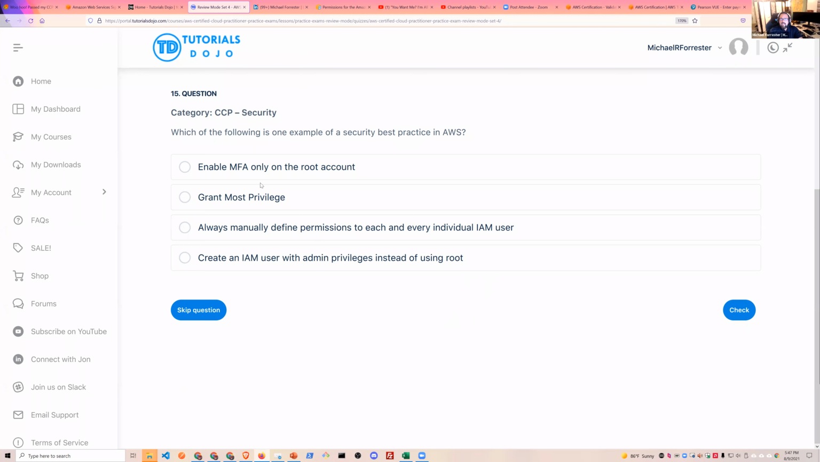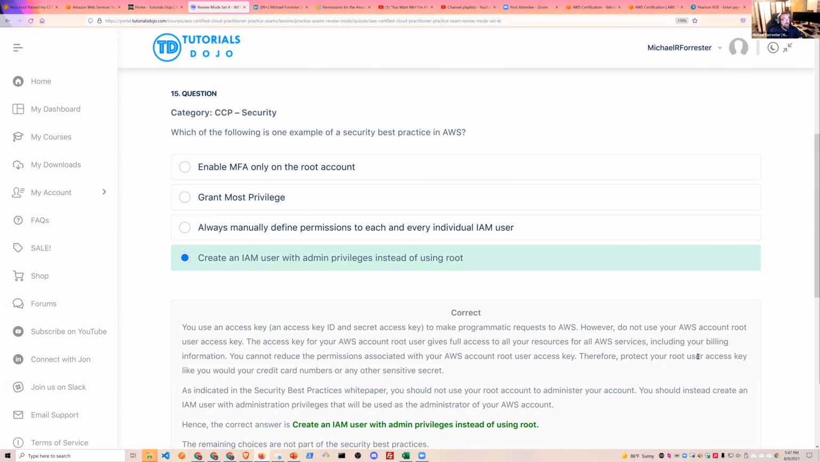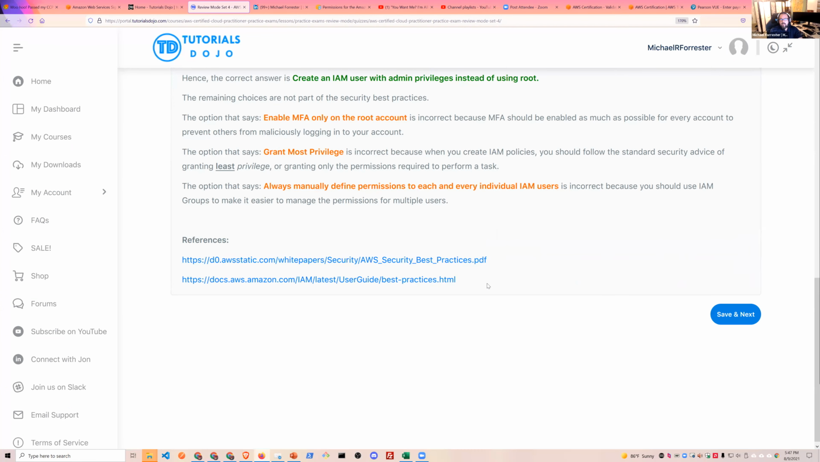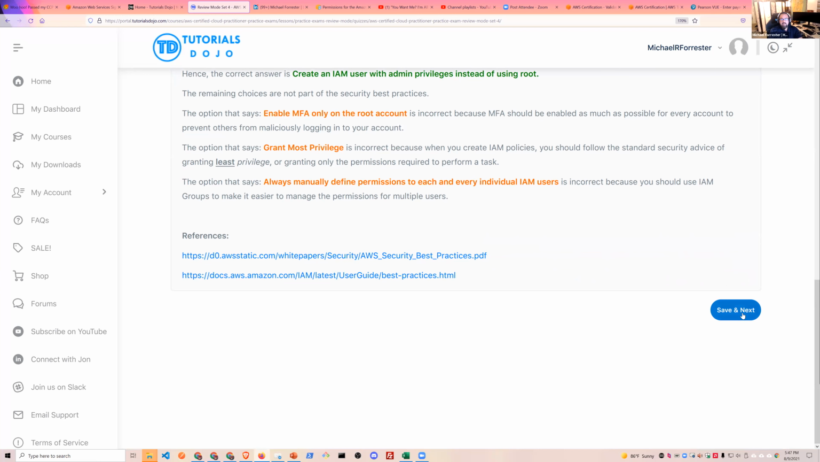Good. MFA only on the root account? That sounds concerning. Granting most privilege, isn't it least privilege? Always manually defining permissions to each and every individual user account? Ooh, that sounds sketchy. Create an IAM user with admin privileges instead of using root? Well, that sounds like that's right up our alley, and I think all of you agree, right? You don't use the root user for anything if possible. Nothing. Good.